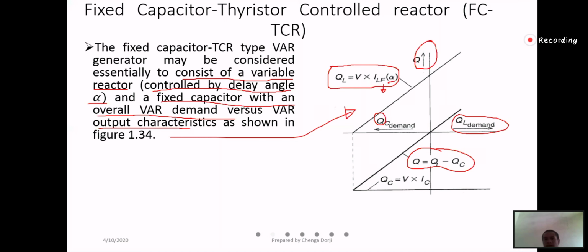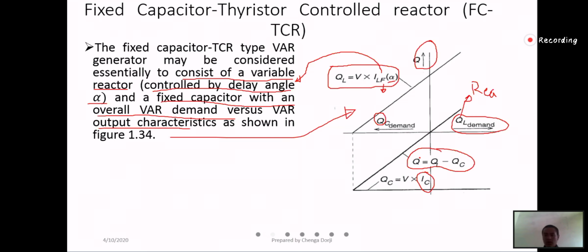The current through the reactor is controlled by ILF at alpha, the fundamental current at angle alpha. QC, since the capacitor is fixed, has no controlling part, so QC is equal to V times IC. Please remember that Q is reactive power: inductive reactive power demand and capacitive reactive power demand. That is the overall view.